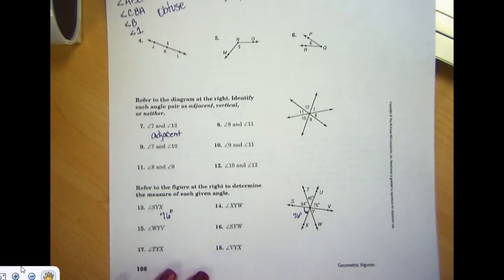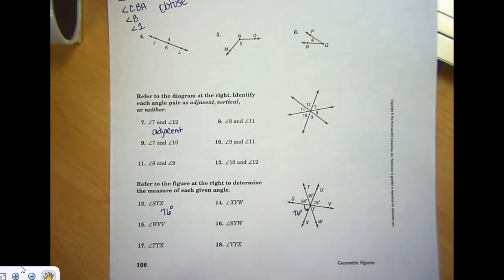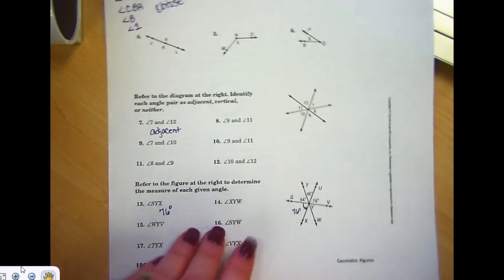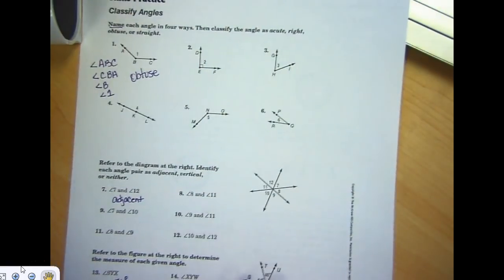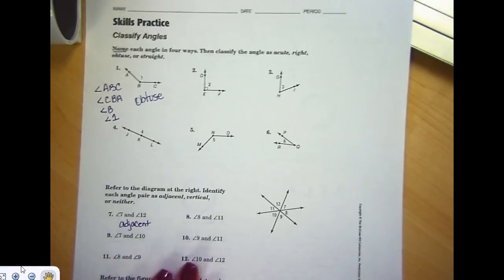Okay, so you will be able to use a neighbor next to it or a vertical angle across from it to figure out the measure of the angles. All right, so we're going to work on this tomorrow, front and back. So go ahead and clean up for today. Make sure you don't lose this paper.